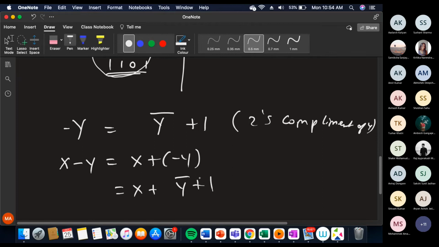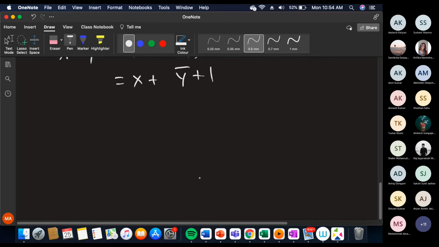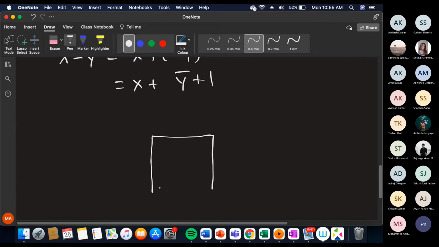Yes, sir. Now from this we'll make a circuit out of it. हम लोग एक circuit बनाने की कोशिश करते हैं. If you look closely in this case, we won't require any subtractor, right? कोई negative sign नहीं है. Everywhere is a positive. So that means we require an adder. ये हमारा एक adder है.